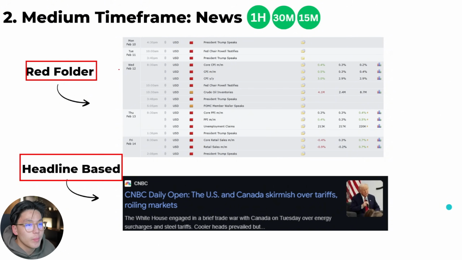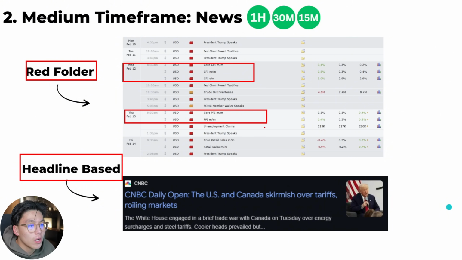So first thing you want to pay attention to is red folder news. You can find this on Forex Factory. What you want to be looking for is number one, core CPI. Core CPI, right? Core PPI. A lot of these ones are very important when it comes to the overall markets.